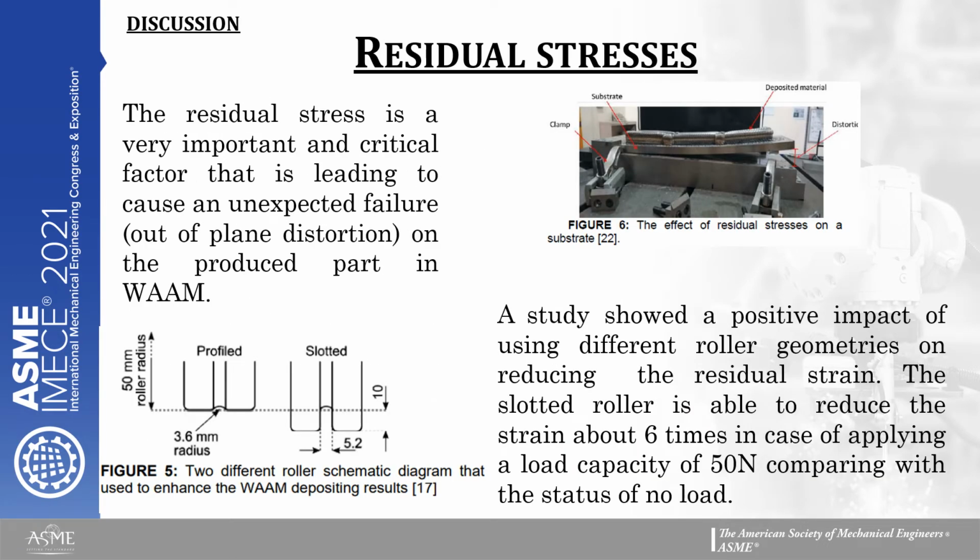The residual stress is a very important and critical factor that is leading to cause an unexpected failure, that is out of the plane distortion, on the produced parts in the WAAM process. A study showed a positive impact of using different roller geometries on reducing the residual strain. The slotted roller is able to reduce the strain about 6 times in case of applying a load capacity of 50 Newton comparing with the status of no load.